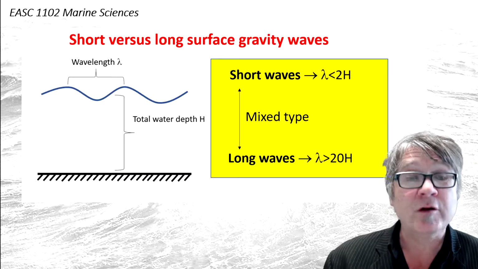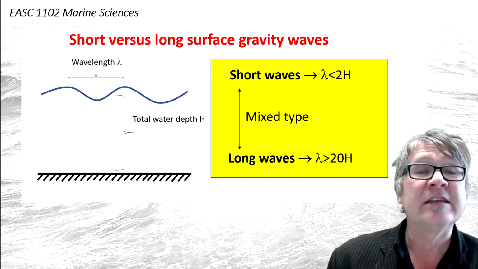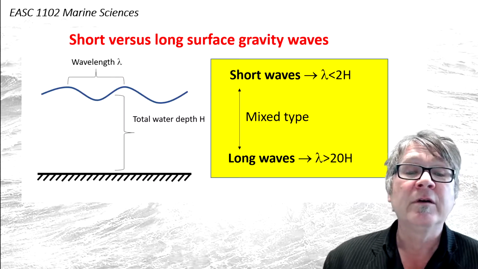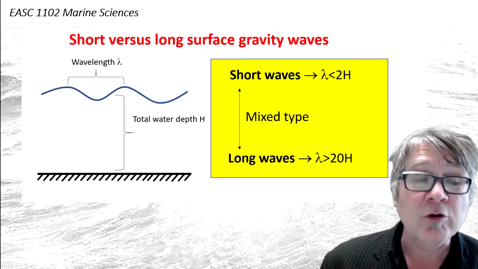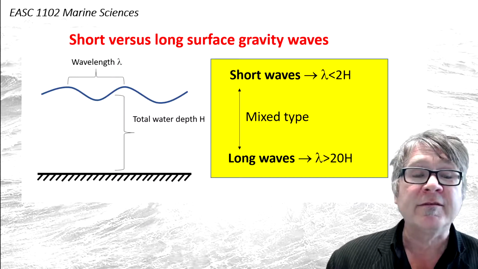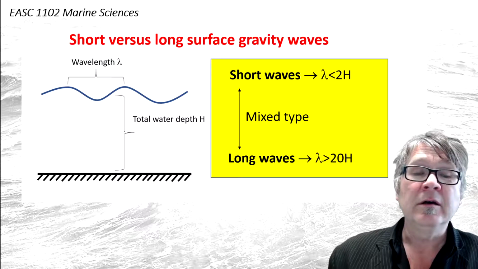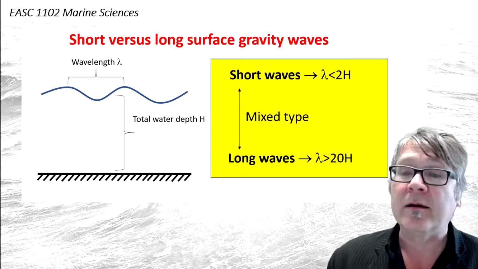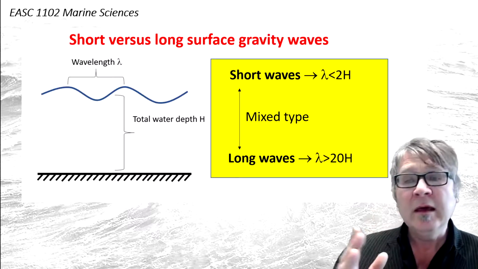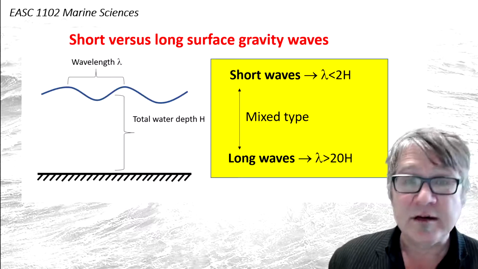There are two different types of waves. One is called short, and this is when the wavelength is less than 2 times the water depth. And the other extreme is the long waves, where the wavelength exceeds the total water depth 20 times. Between these two types of waves, you have a mixed type. Okay? Let's have a look at the dispersion relation for each of these types of waves.